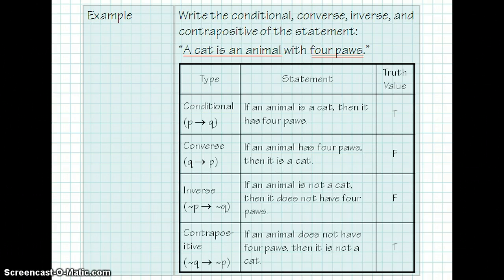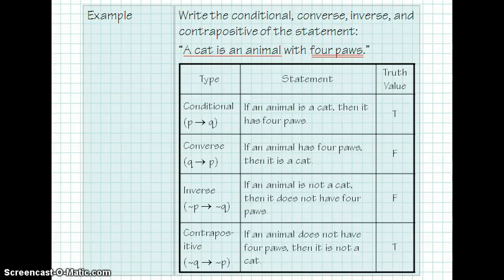For the converse, we're going to flip them. So: if an animal has 4 paws, then it is a cat. Well, I can come up with a counterexample to this, because a dog has 4 paws. So the hypothesis is true, but it's not a cat. My conclusion is false, and therefore my statement is false.